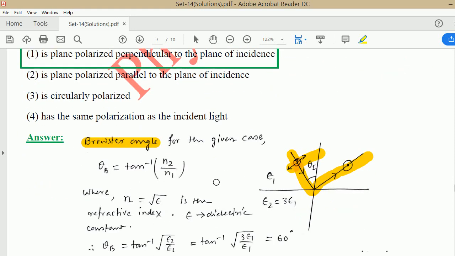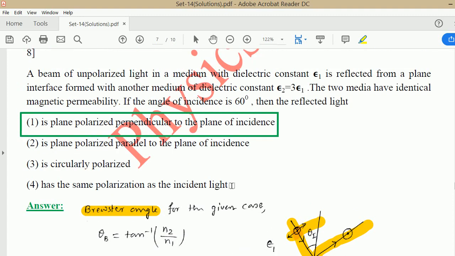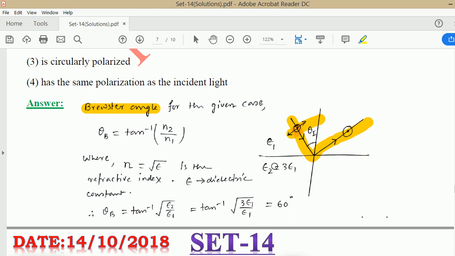For that we know the Brewster angle formula: tan inverse of n2 by n1. Now n2 and n1 are given as dielectric constants, and as you know, the relation between dielectric constant and refractive index is n equals root over epsilon. So we get the Brewster angle as 60 degrees.